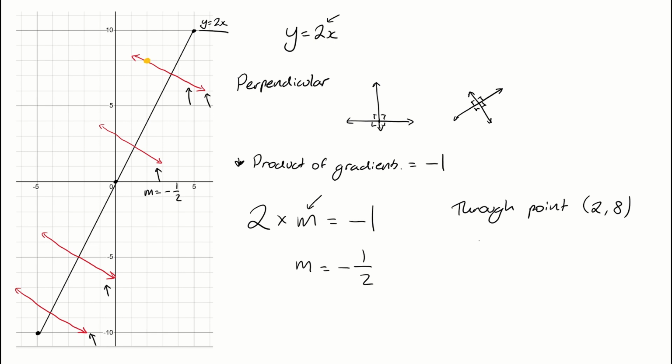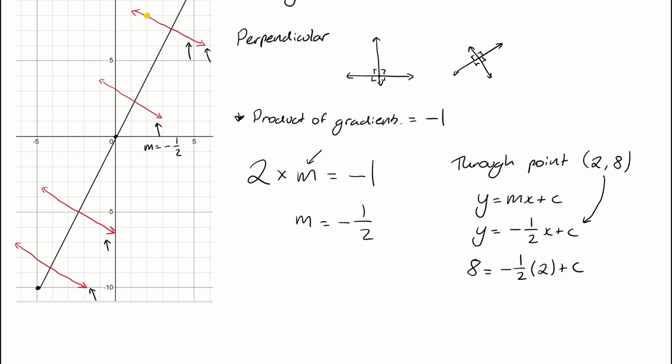Well, I know that the equation of any linear line is mx plus c, but I've worked out that the gradient of all of those red lines is -1/2. And we work that out because they're perpendicular. They have to multiply by my 2 to give me -1. So I can just put this point 2,8 into here. So I get 8 is equal to -1/2 lots of 2 plus c. And you solve this equation, 8 is equal to -1 plus c, so c would have to be 9.